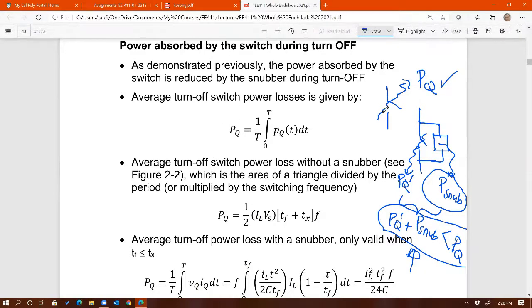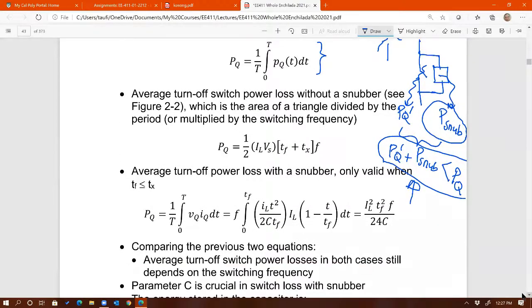The first one is the switch losses. In general, if you have a switch, the loss on the switch is equal to 1 over T, integral from 0 to T, of PQ of t. If this is just for turn-off, then that's going to be PQ turn-off. And this PQ is the instantaneous power when the switch is turning off, so the overlap between voltage and current of the switch when it's turning off, VQ off times IQ off. That's what goes here. But that's the general equation for calculating switching loss.